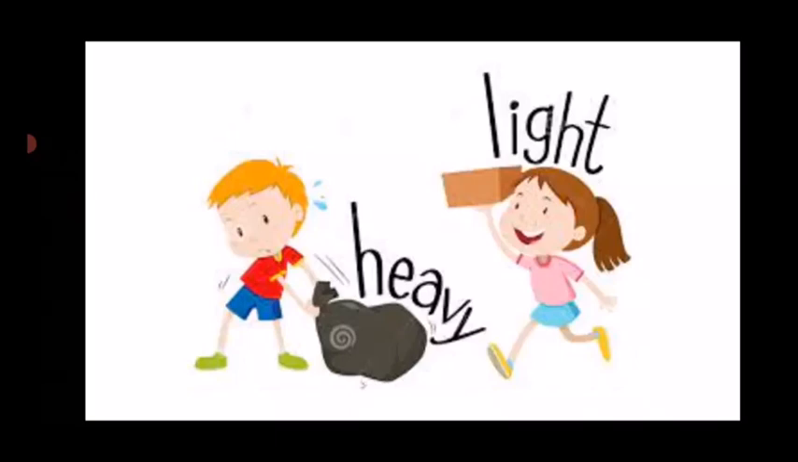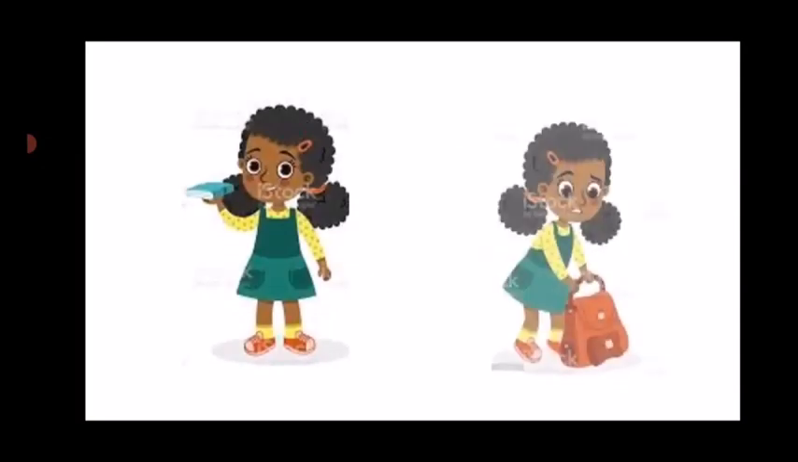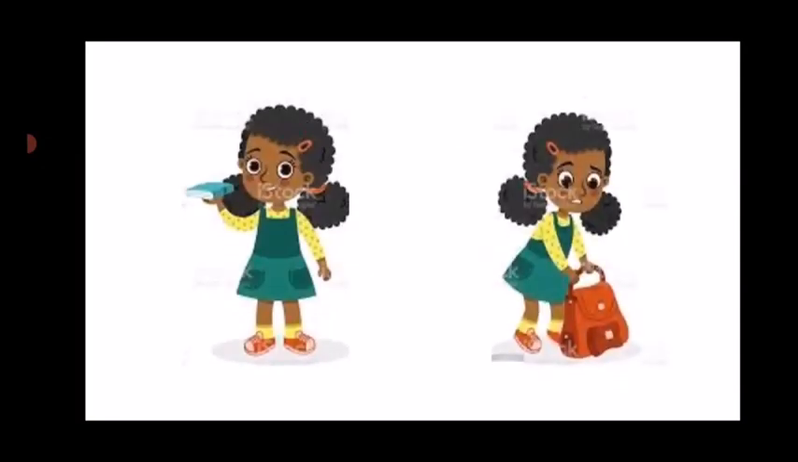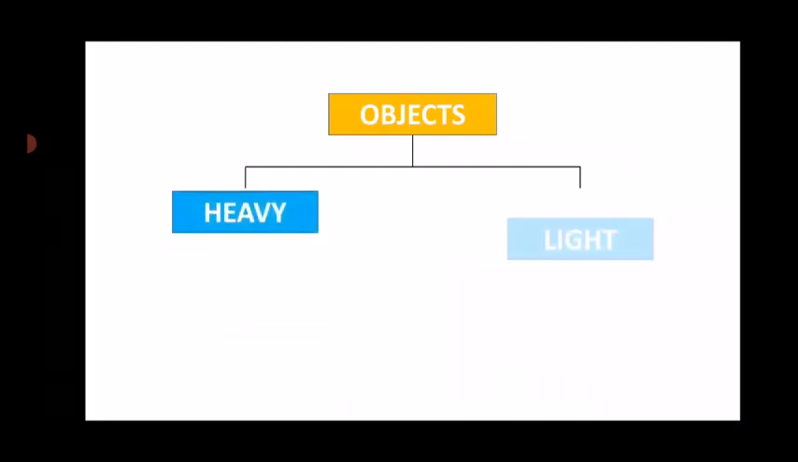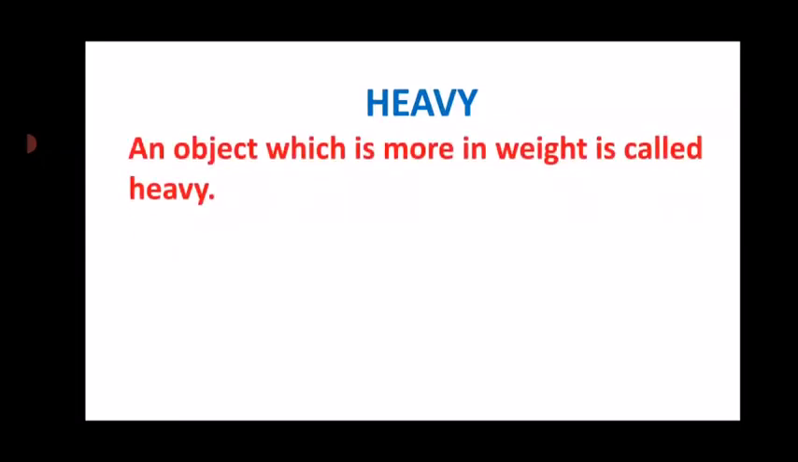Children, have you ever thought why some objects can be easily lifted while some cannot? Well, this is because different objects have different weight. When we classify objects based on their weight, we get heavy and light objects. Now children, what do we mean by heavy? An object which is more in weight is called heavy.